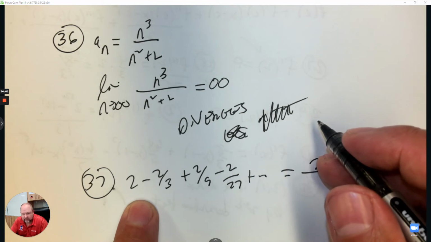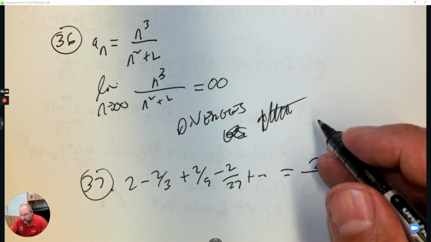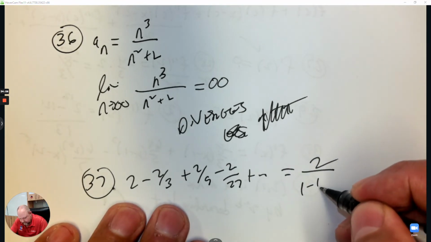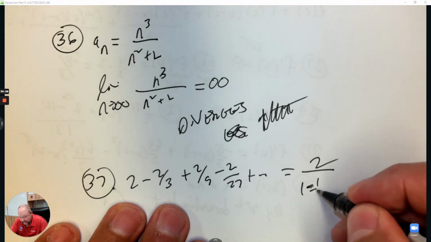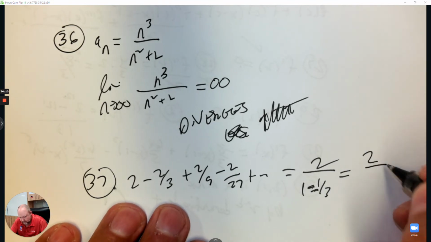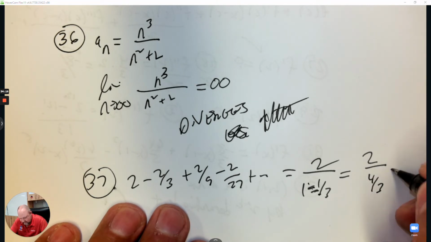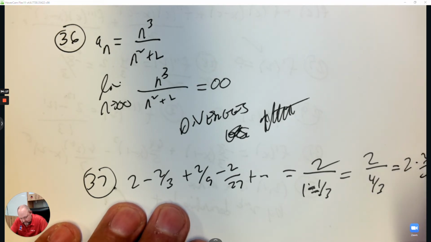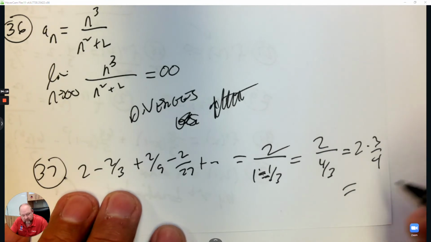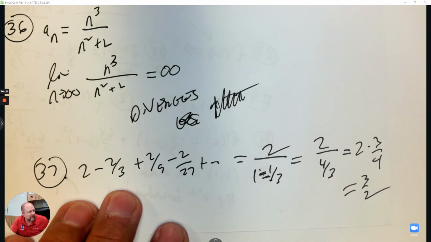And what am I multiplying every time? And it's negative 1/3. Subtract negative 1/3. So when you subtract a negative, it's plus. Six over 4, 3 over 2, and you have your answer. 38.